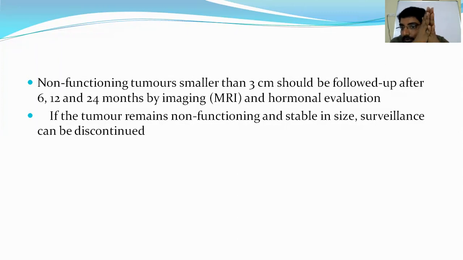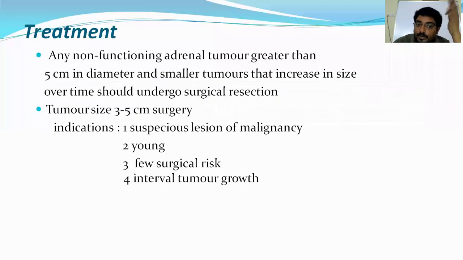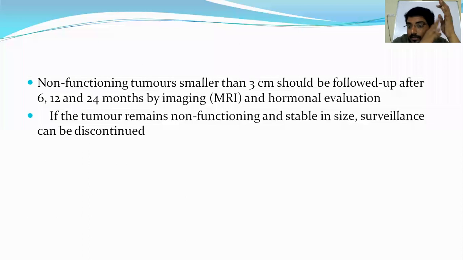If it is more than 5 centimeters, or any suspicion of malignancy, we will go for surgery. If it is 3 to 5 centimeters, we will go for surgery. What are the indications for surgery? Suspicion of malignancy, young patient, any tumor growth, and few surgical risks. If it is less than 3 centimeters and non-functioning, we will go for follow-up at 6 months, 12 months and 24 months.